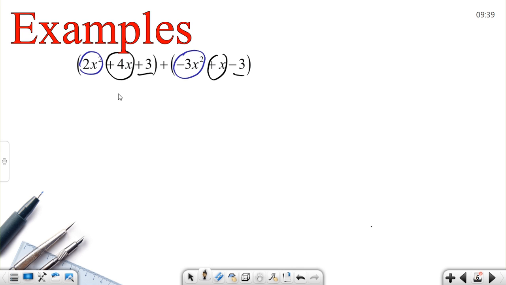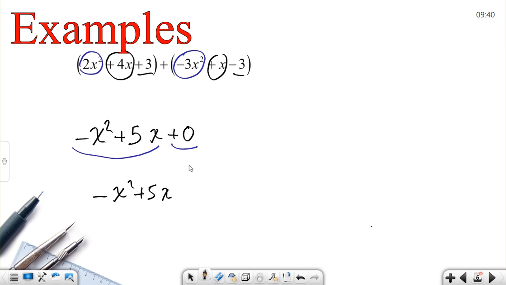Let's write it. 2x squared minus 3x squared is negative 1x squared. When the coefficient is 1, we usually don't write it. 4x plus x is equal to positive 5x. 3 minus 3 is 0. So you can write 0 here, but don't forget any number. That's an algebraic expression, and when we add 0, nothing changes. So the result must be minus x squared plus 5x.